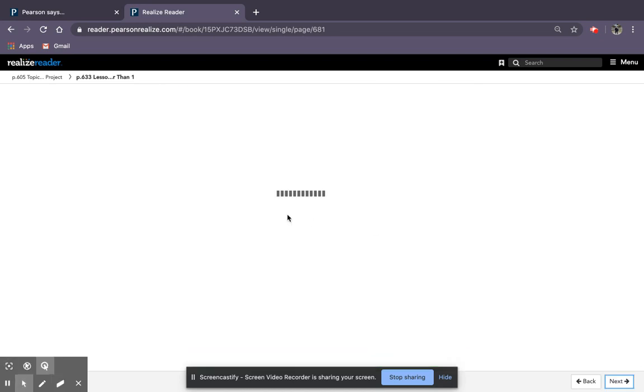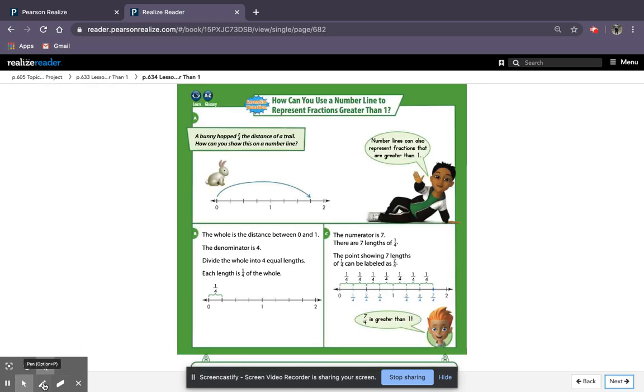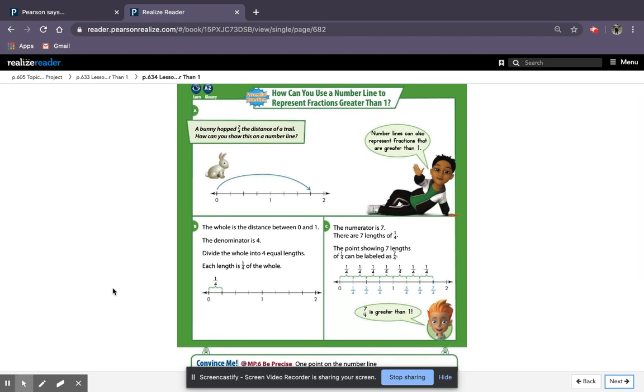Okay, we're going to move on to the next page. It says, how can you use a number line to represent fractions greater than 1? So numbers that are more than 1, like representing 1.5.